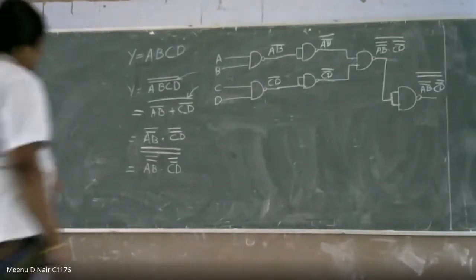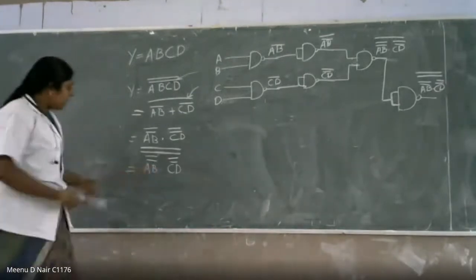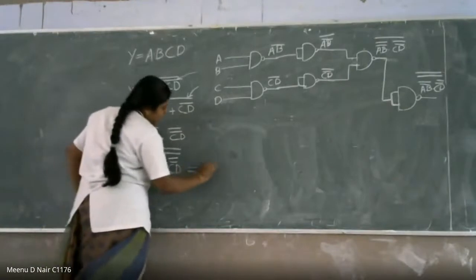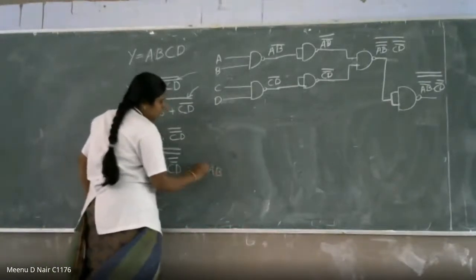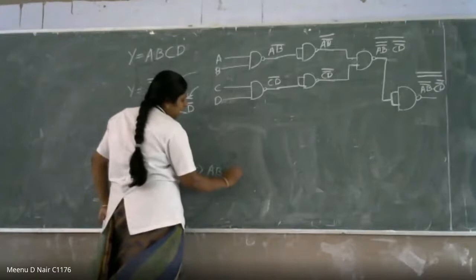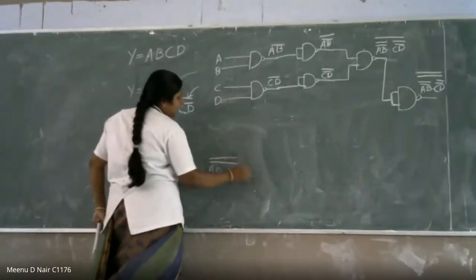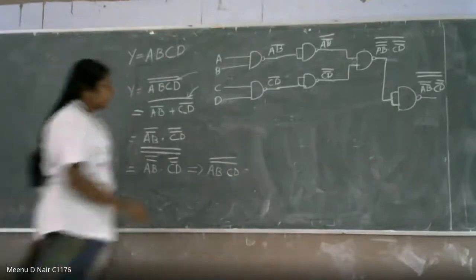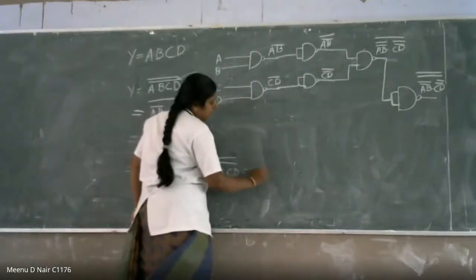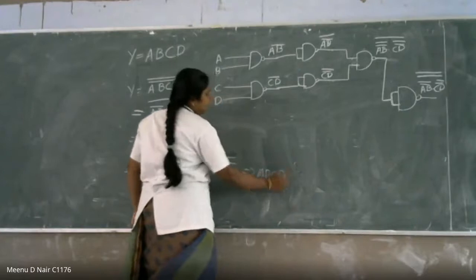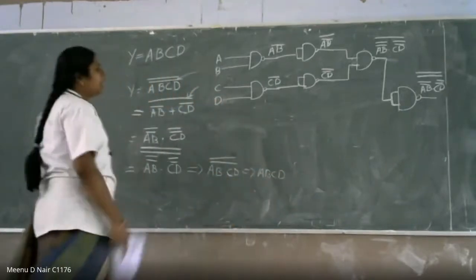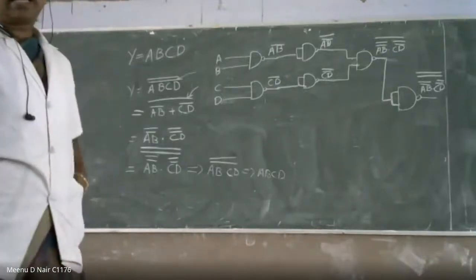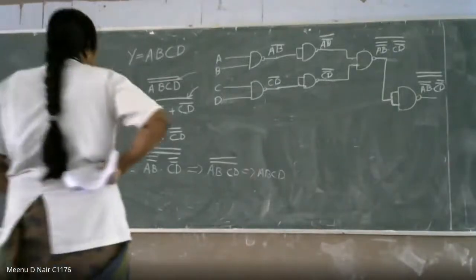So here what is the answer? AB double bar is equal to AB itself. So here again you can put it like AB into CD, double bar, which is nothing but ABCD only. But in the question they are asking that only two input NAND gates can be used. That's why we are splitting it like this.